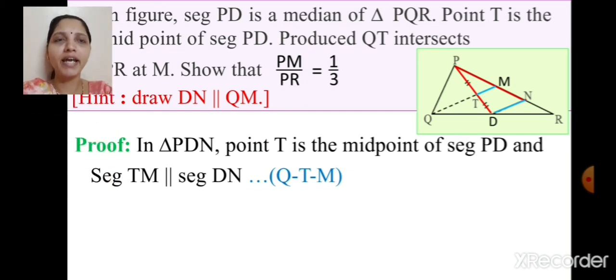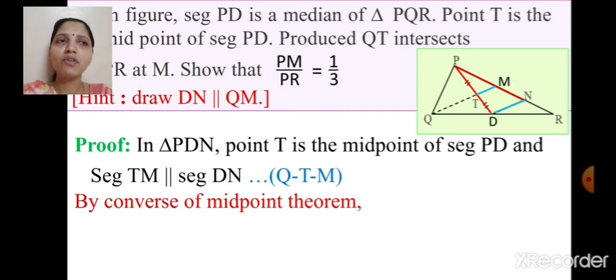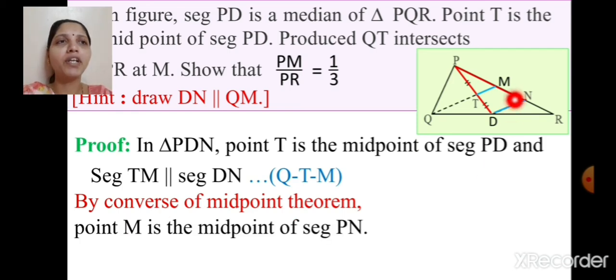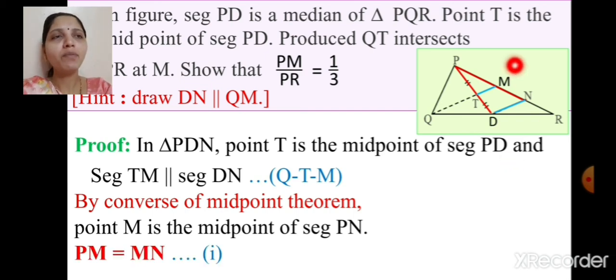In triangle PDN, point T is the midpoint of seg PD and seg TM is parallel to seg DN, because we know that Q, T and M are collinear points. Okay, because here in the question itself it is given that produced QT intersects seg PR at M. Okay. Now by the converse of midpoint theorem we can say that point M is the midpoint of seg PN. Okay. Now if M is the midpoint, that means PM is equal to MN. Write this as equation 1.